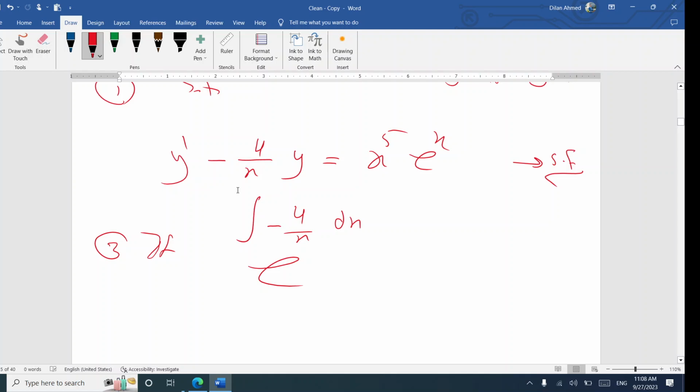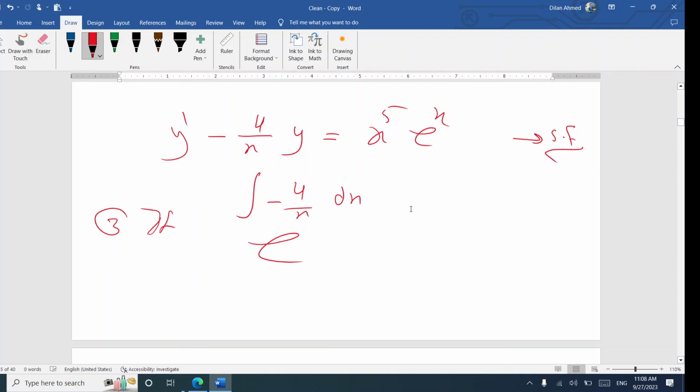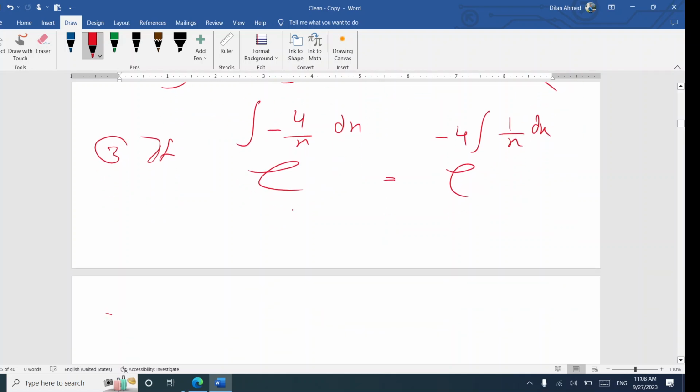The integral of that is equal to what? Equal to ln of x. So it is equal to e to power minus 4 ln of x. Okay. How? Am I right?